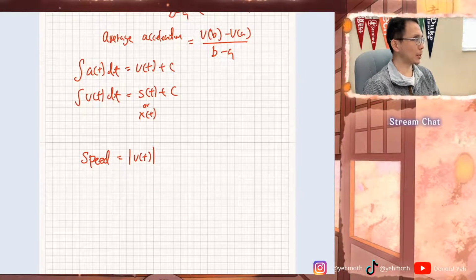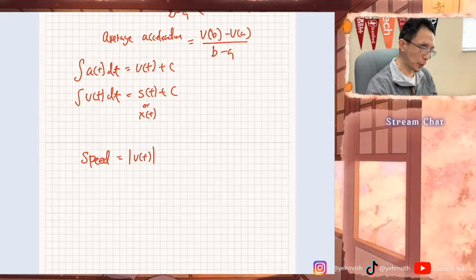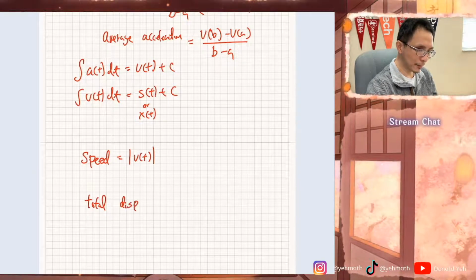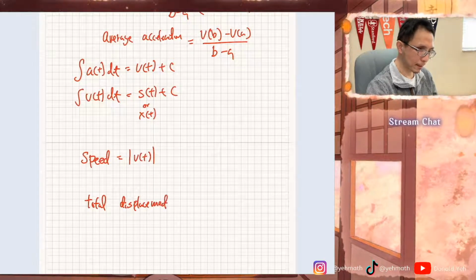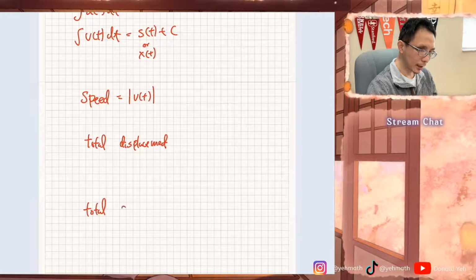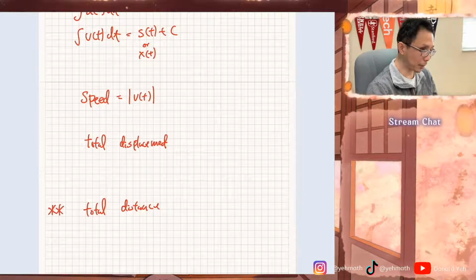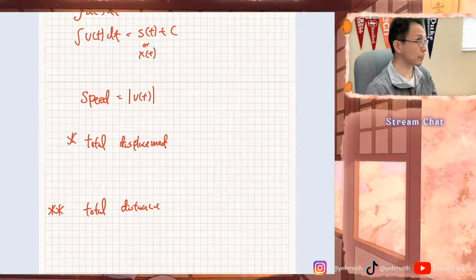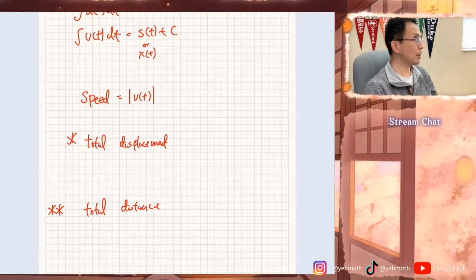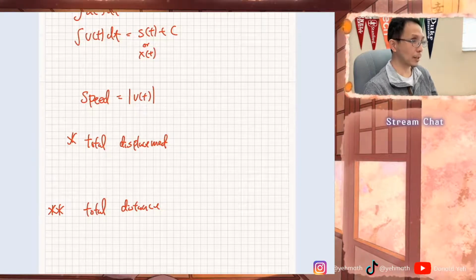What's the next thing you have to pay attention to? The next thing is you have to pay attention to total. There are two types of total: total displacement versus total distance. Now, which one do they test more often? It's actually total distance, but they can test you on total displacement as well. If I give you a velocity equation, how do I find the total displacement? If velocity is given, how do I find the total displacement?